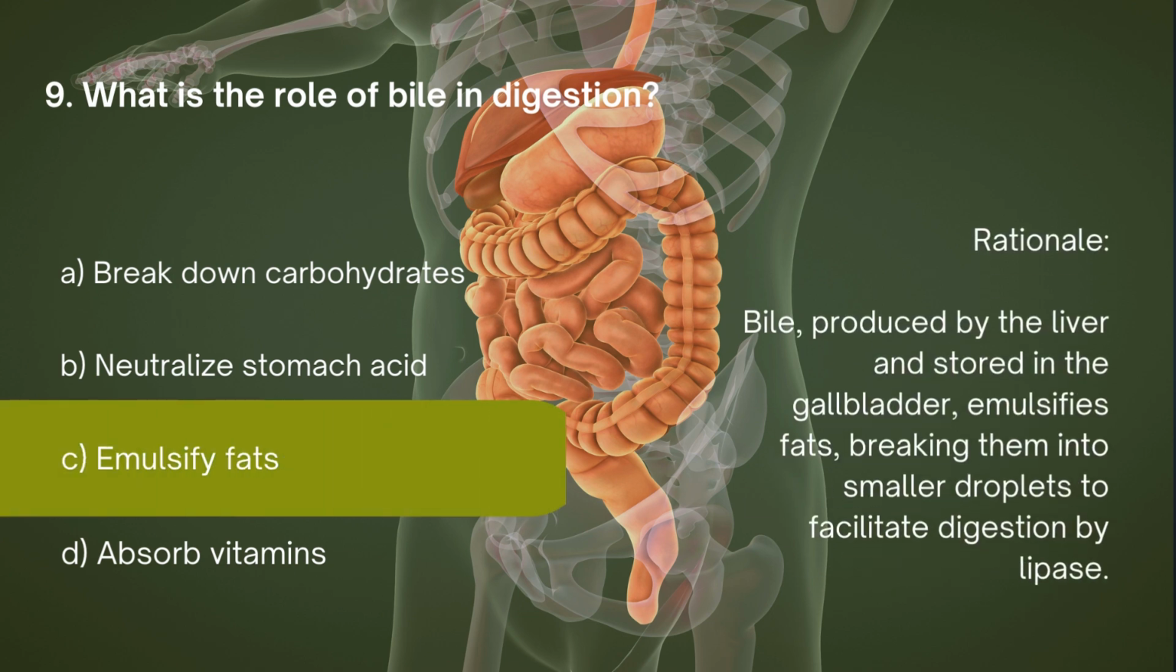Rationale. Bile, produced by the liver and stored in the gallbladder, emulsifies fats, breaking them into smaller droplets to facilitate digestion by lipase.